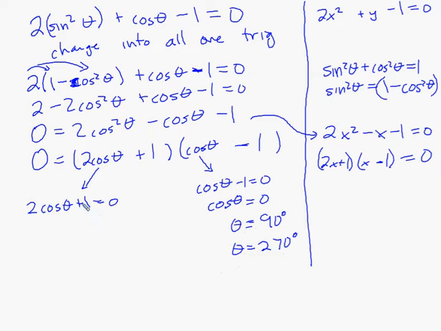Now, if you can't figure that out, you can go ahead and use your calculator to help you figure that out. This one, we'll subtract the 1. We'll divide by 2. We do the inverse cosine of this, and what do we get? Okay, 120.